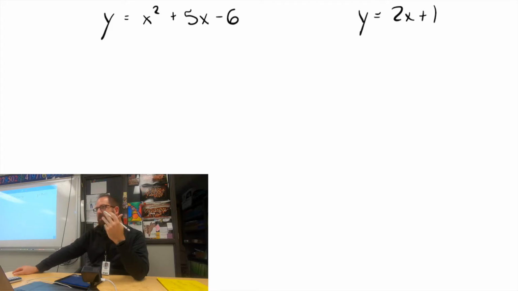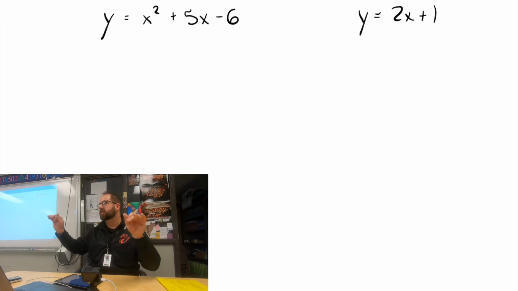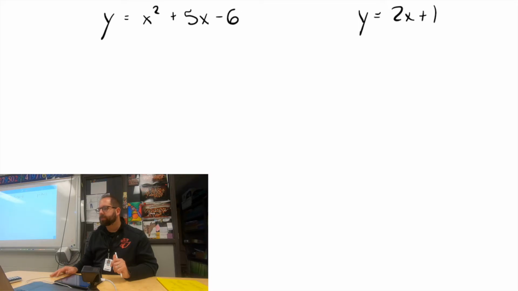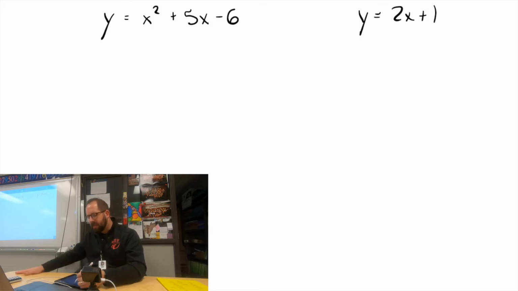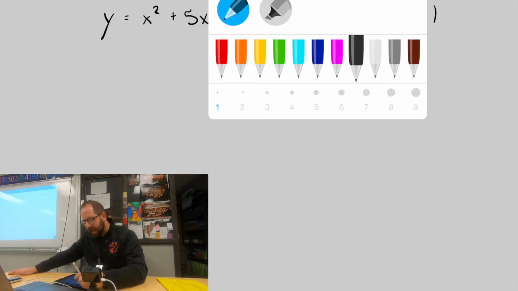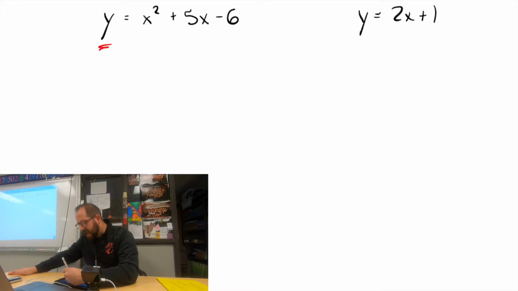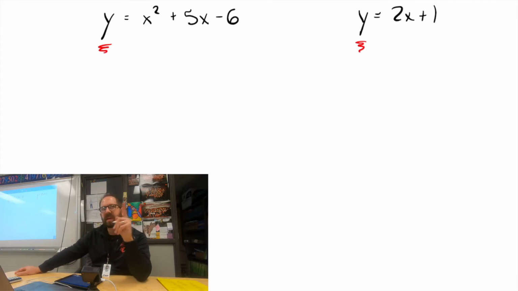Okay, so we're looking for points of intersection, right? Where these things cross. That means we're looking for the points where they share the x and y at the same time. They have the same x values, the same y values. That's what we're looking for. And so how do you do that? If I want the y's to be the same number, that means on these equations, these y's would have to be the same digit. They're the same number, if they're going to cross.